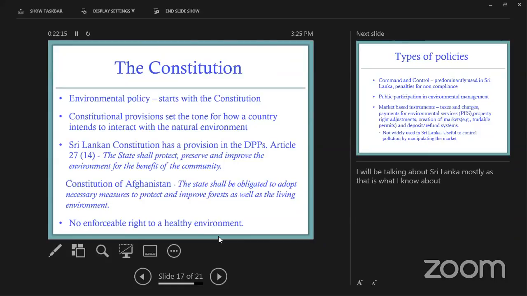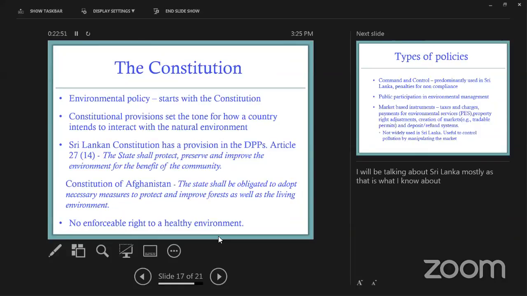So constitutional provisions will set the tone for how a country intends to interact with the natural environment. Now, the Sri Lanka constitution doesn't have a human right to the environment. But we have a provision in our directive principles of state policy, which is non-enforceable in courts. And it says the state shall protect, preserve, and improve the environment for the benefit of the community. But there again, from the wording, you can see again, this is human-centered.